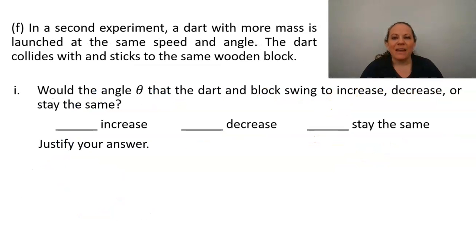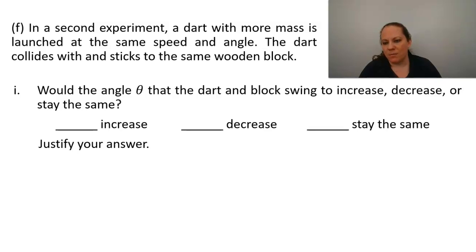Part F, in a second experiment, a dart with more mass is launched at the same speed and angle. The dart collides with and sticks to the same wooden block. Part 1, would the angle theta that the dart and block swing to increase, decrease, or stay the same?